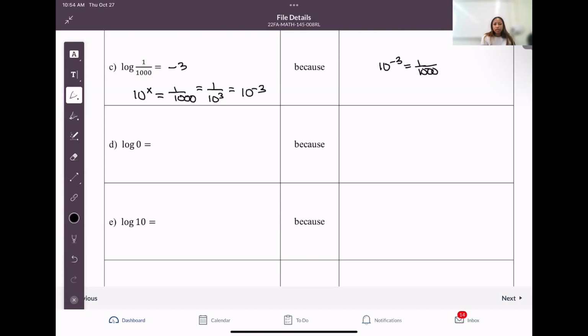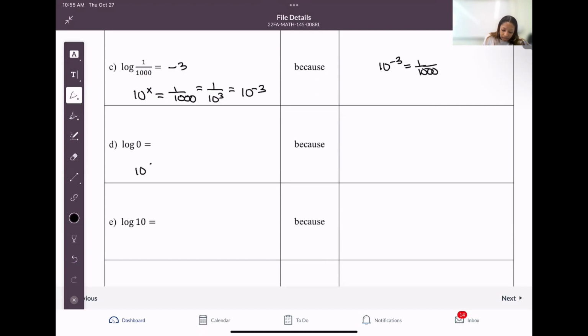Sometimes people get a little stuck with log and ln because the base isn't written there, but just keep drilling it into your head. Log is base 10, ln is base e. All right, for part D, again, this is a base 10 problem. So log of 0 equals what?